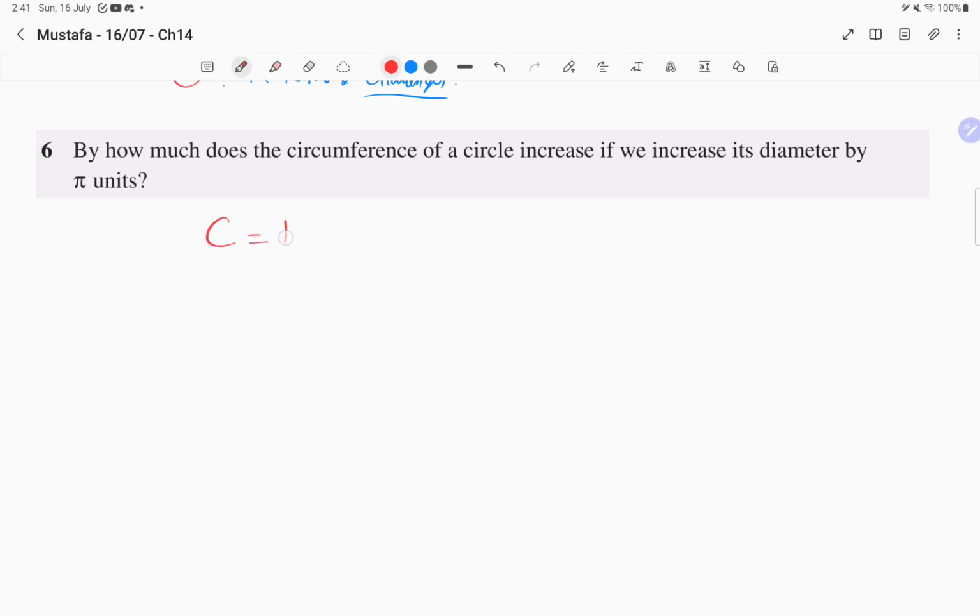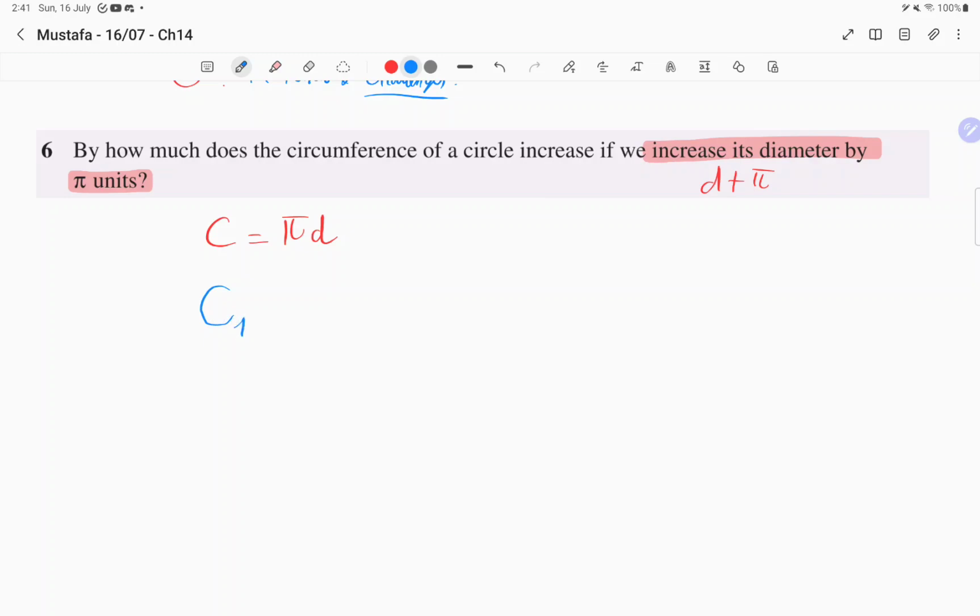Yes, you're correct. It starts with c equals pi times d. Now we need to analyze the question. If we increase the diameter by pi units, so you said something about diameter plus pi, right? And that's correct. But remember, when you increase it, it's no longer the same circumference. The diameter is a new diameter now, so this is a new circumference. So the technique is you write c1.